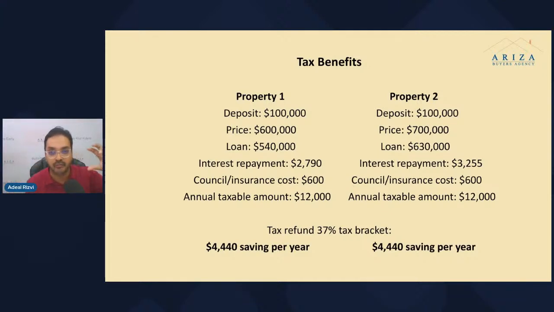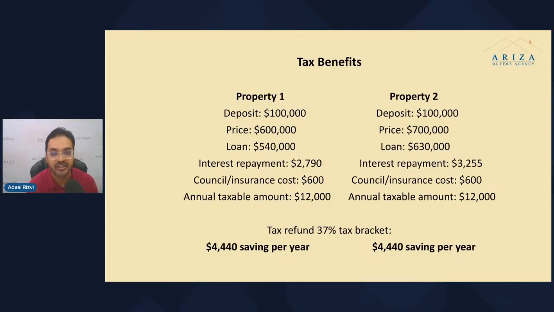You're spending $1,000 on each property out of pocket every month. Across 1 year, you're spending $12,000 on property one, $12,000 on property number two. So essentially, if you are on a 37% tax bracket, you are getting around $4,500 back from ATO at the end of the financial year.